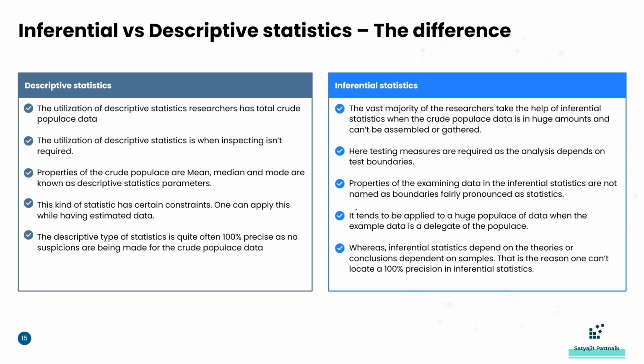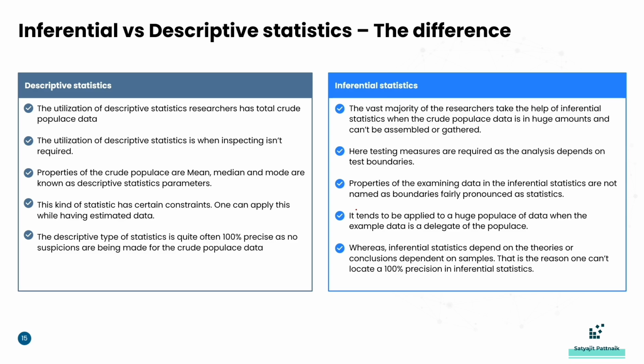The first point is the utilization. In descriptive statistics, researchers have the total raw population data. In inferential statistics, the vast majority of researchers take help of inferential statistics when the raw population data is in huge amounts and can't be assembled or gathered. Descriptive statistics is used when sampling isn't required. Inferential statistics, here sampling measures are required as the analysis depends on sample parameters.